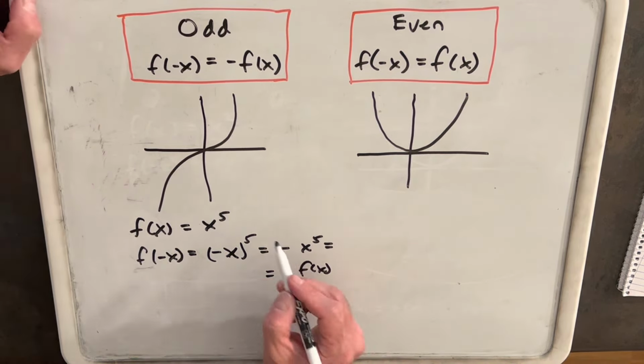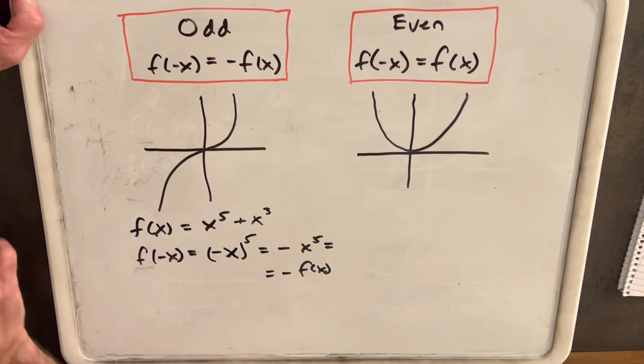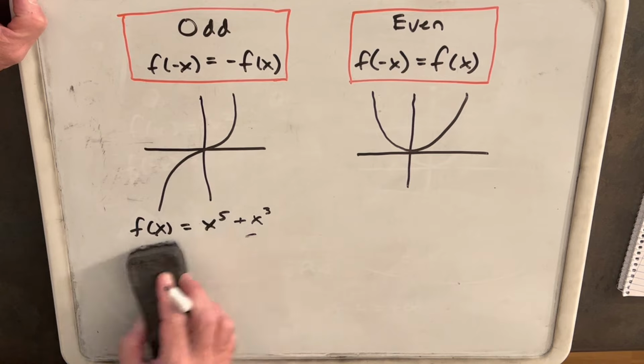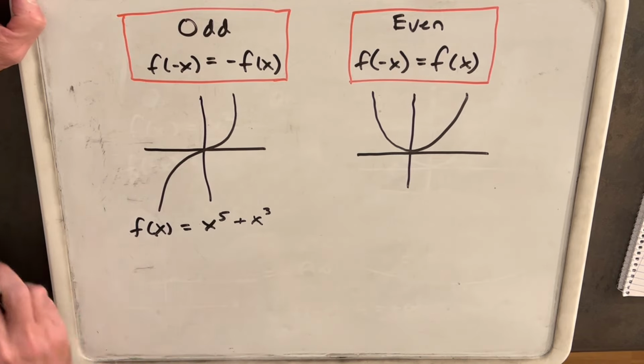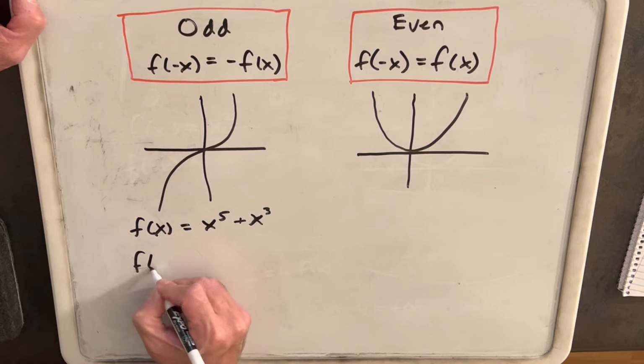What I really wanted to show though was, what if our f of x is x to the fifth plus x cubed? We already did x cubed earlier, so we're just adding two odd functions. Let's do our test.